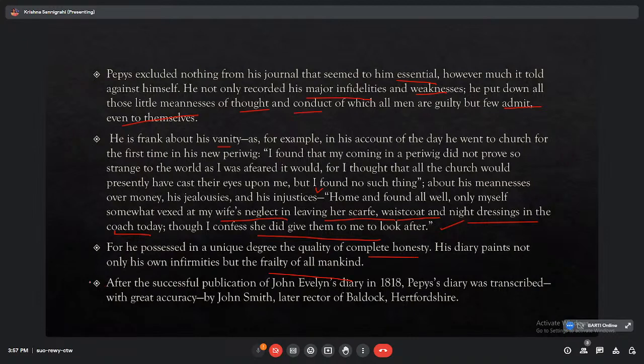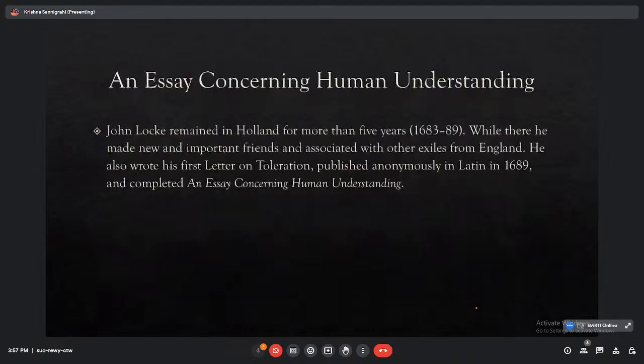So, after the successful publication of John Evelyn's diary in 1818, Pepys's diary was transcribed with great accuracy by John Smith, later rector of Baldock, Hertfordshire.